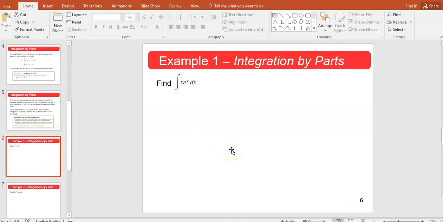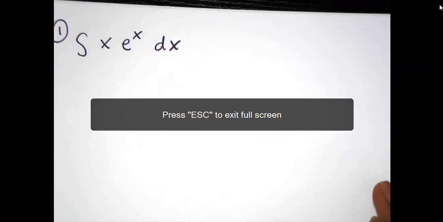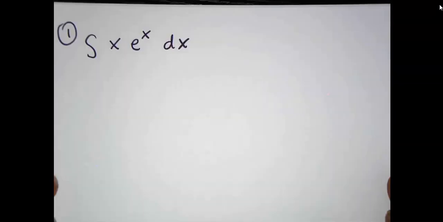I guess the best way to show you integration by parts is actually doing the examples. So I'm going to show you 3 examples today. This is the first one, the integral of x e to the x dx. So now I'm going to go to my paper so you guys can see what I'm doing. So this is the integral I need to do right here.